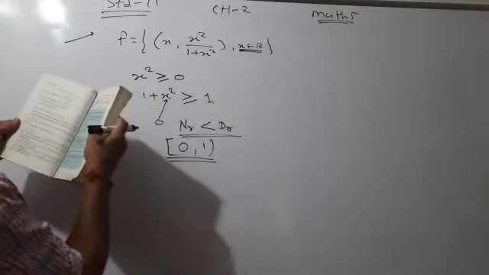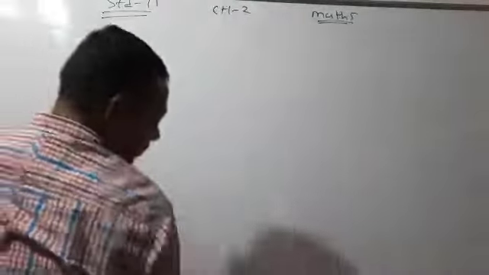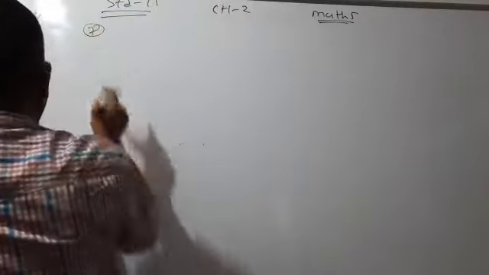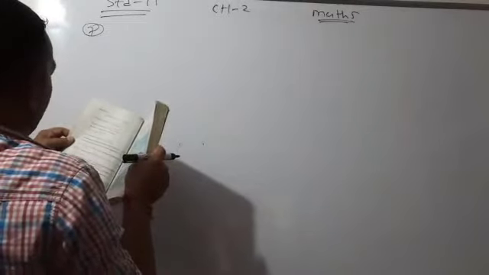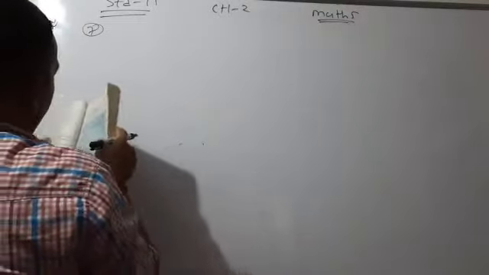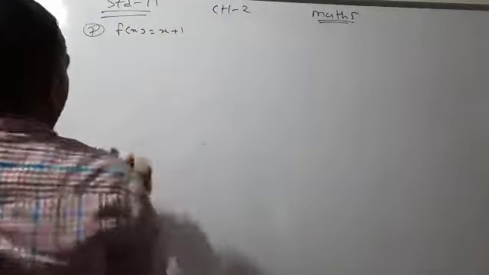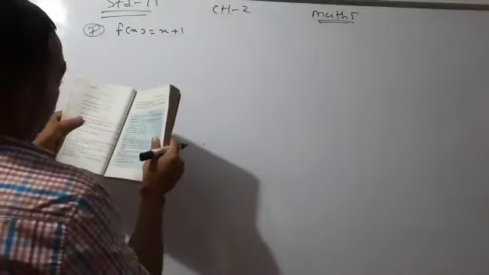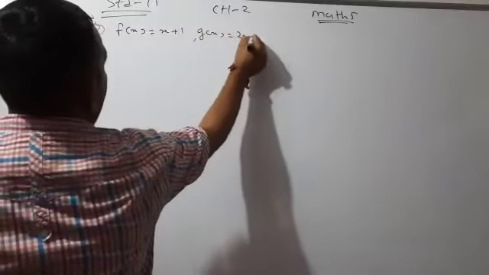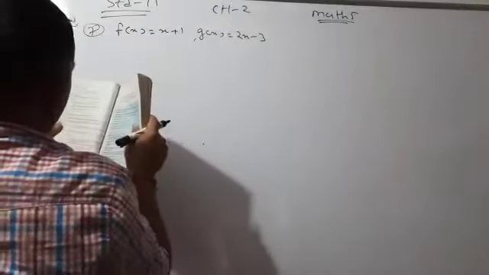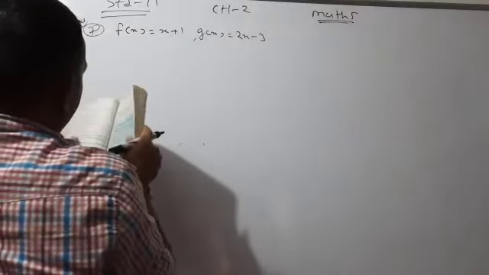Now question number 7. See, in question number 7, the question is f and g both from the real number set R to R. f(x) is given as x plus 1. g(x) is given as 2x minus 3. And the question is: find f plus g, f minus g and f upon g.